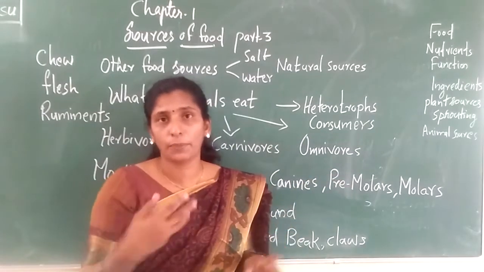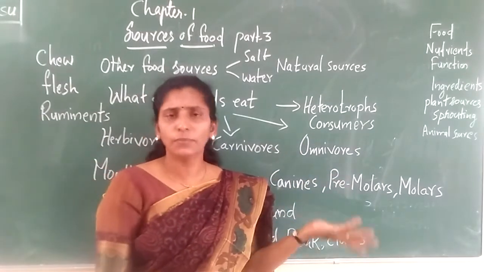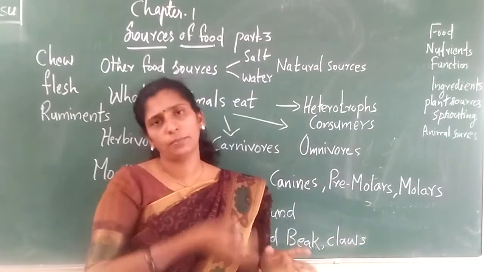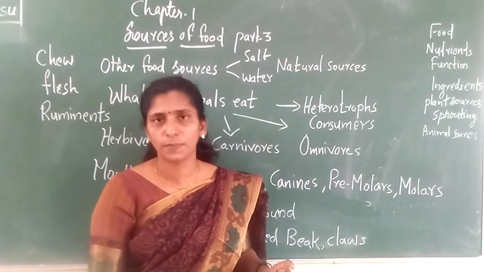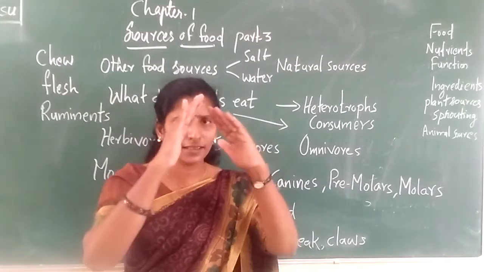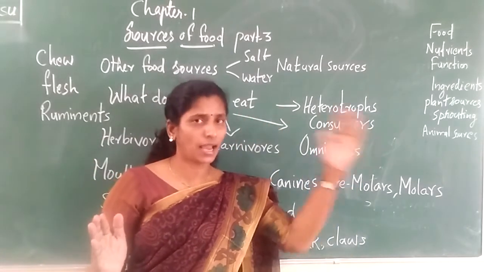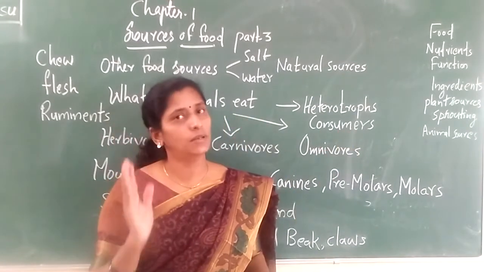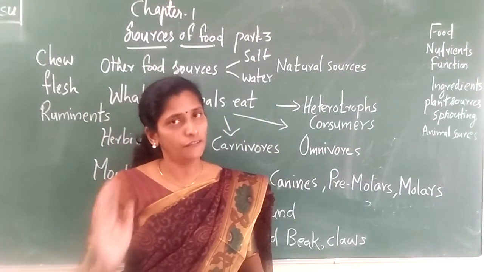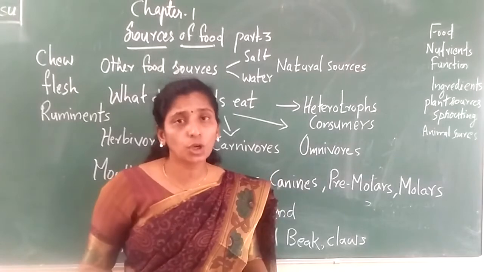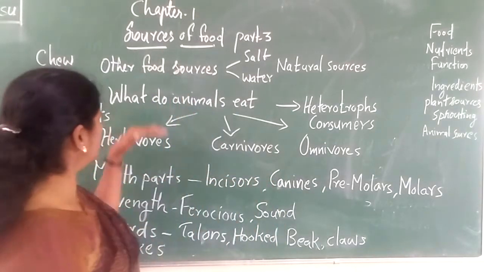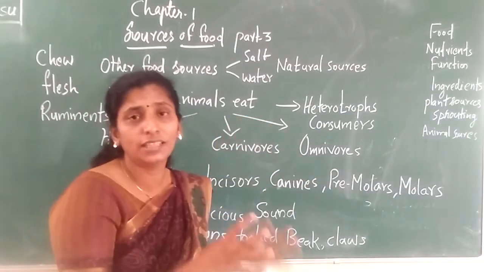And animals can make sounds, but plants cannot make sound. That is the difference. Otherwise, all animals respire, and plants also respire. So the entire living world is divided into two categories, plants and animals. Plants can prepare their own food, but animals cannot prepare their own food. So we all are heterotrophs or consumers.